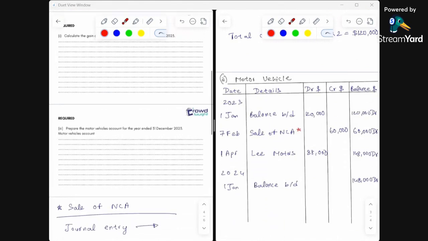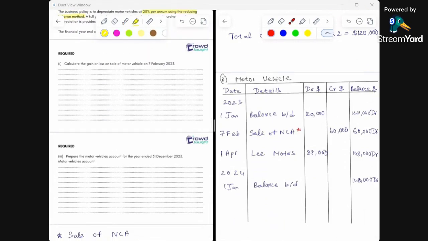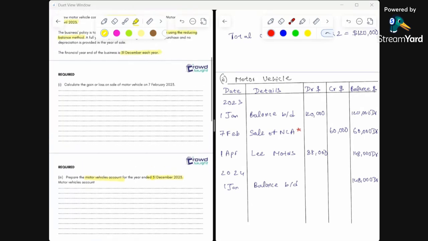So the second part of the question requires you to prepare the motor vehicles account, which is basically the non-current asset account for the year ended 31 December 2023. So the question is asking you to prepare the non-current asset account, specifically the motor vehicles account for the year ended 31 December 2023. So all transactions that happened in the financial year starting 1 January 2023 and ending 31 December 2023 with regards to motor vehicles disposal or purchases are what we will look into. Okay, so let's see what we have got.